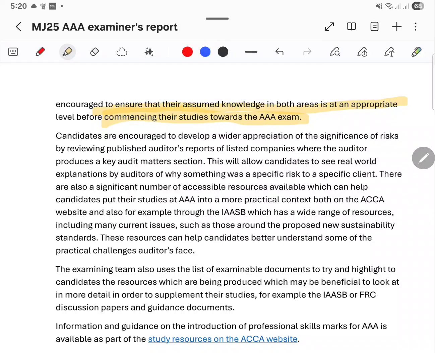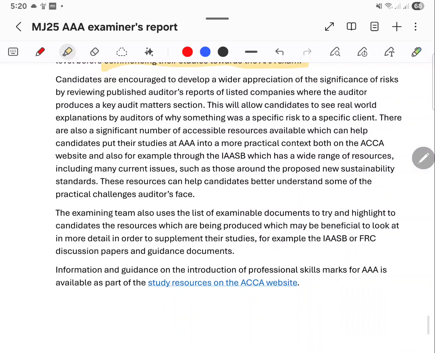Candidates are encouraged to develop a wider appreciation of the significance of risk by reviewing published auditors' reports of listed companies where the auditor produces a key audit matter section. This will allow candidates to see the real-world explanation by auditors of why something was a specific risk to a specific client.